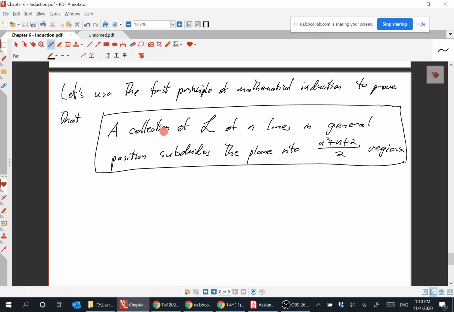All right, so this is Pn right here. This is the predicate: a collection L of n lines in general position subdivides the plane into (n squared plus n plus 2) over 2 regions.